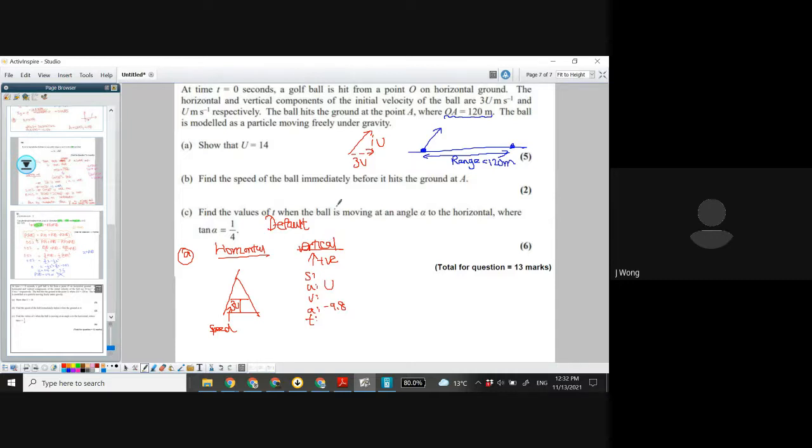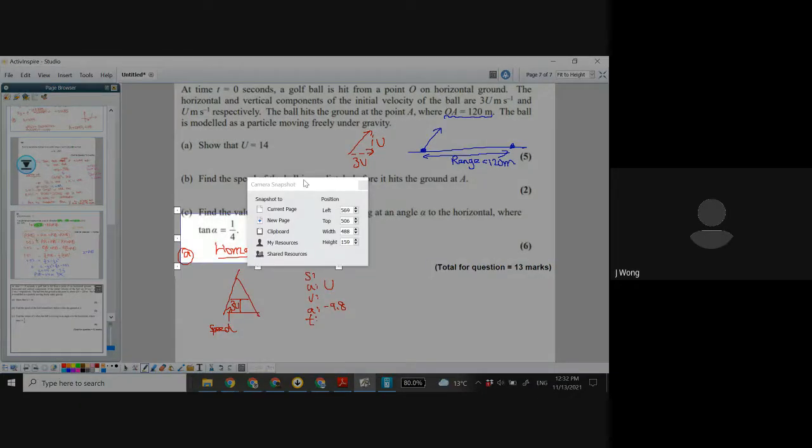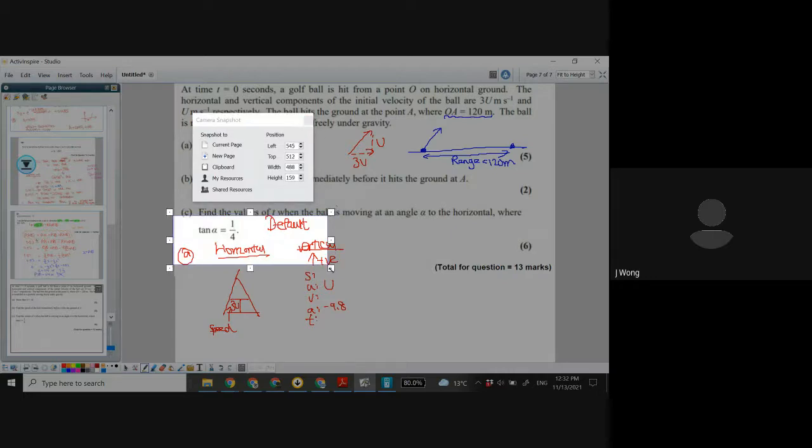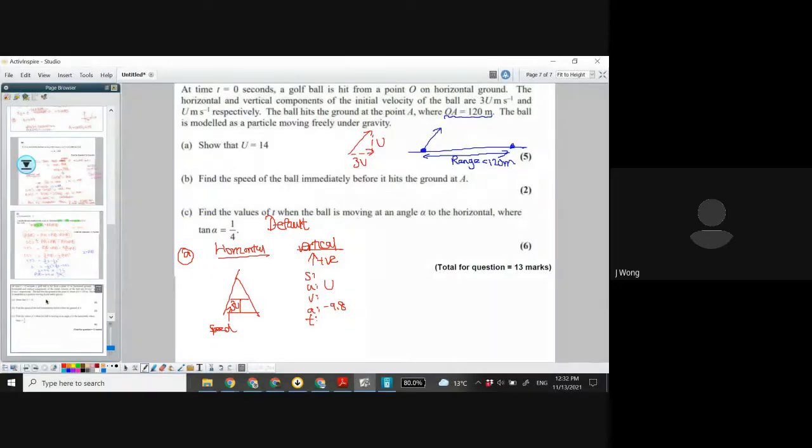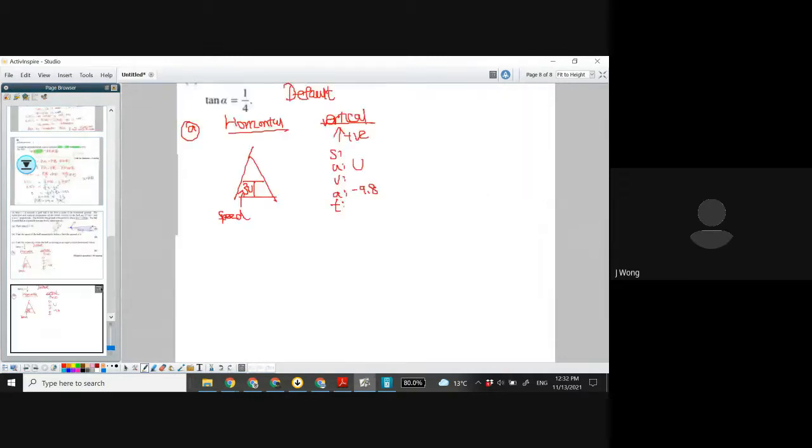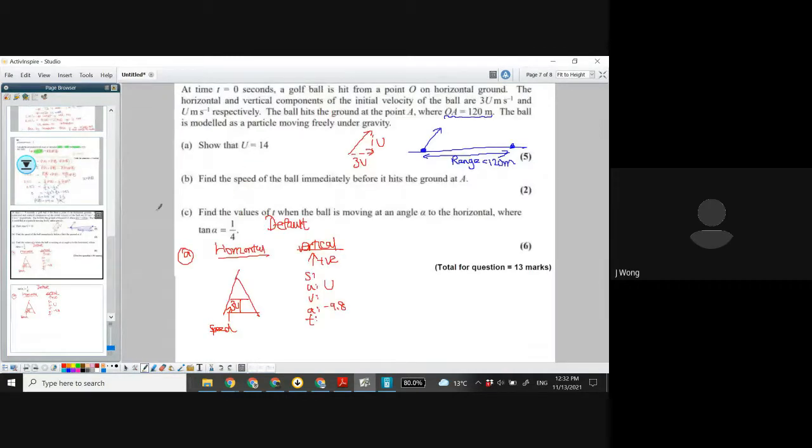So I'm just going to take a screenshot of that, and then you can see it is what I'm going to use for A, B, and C. All right. For part A, I'm going to show that U is 14. So far, they just gave us the range. Actually, they also tell you one more thing. Based on part A, I can additionally fill in that the horizontal distance traveled is 120.